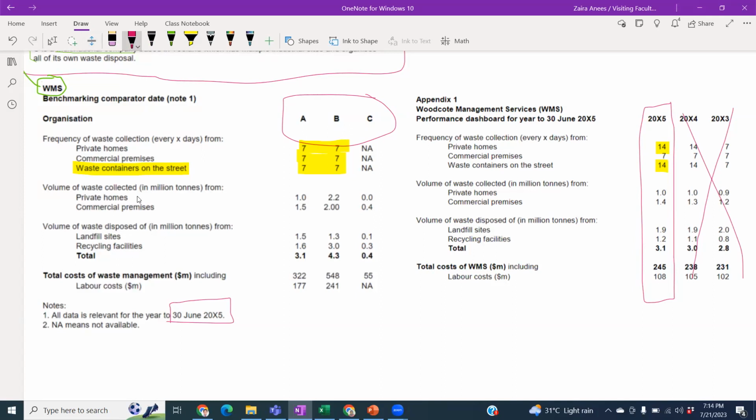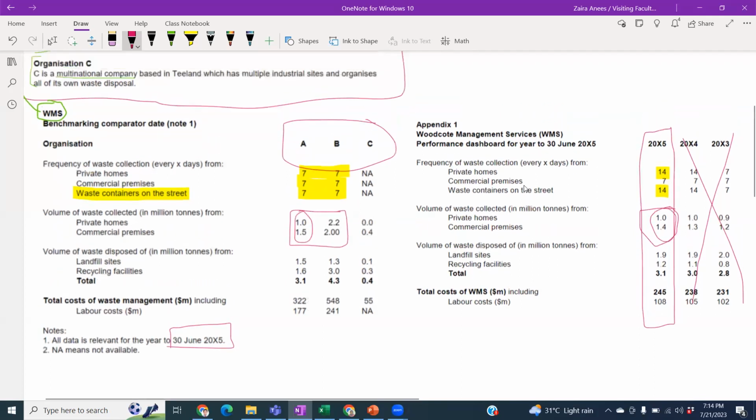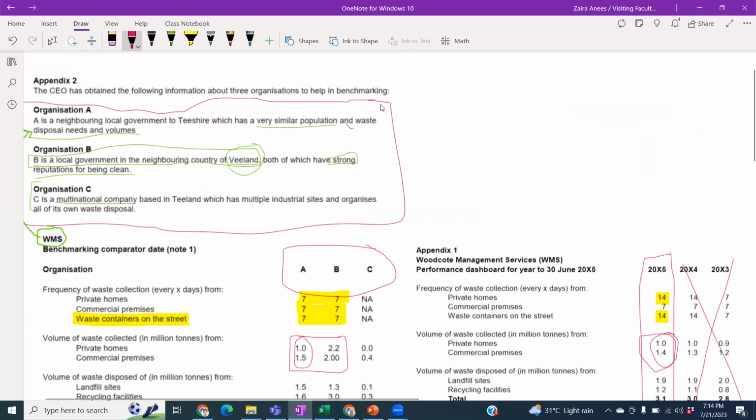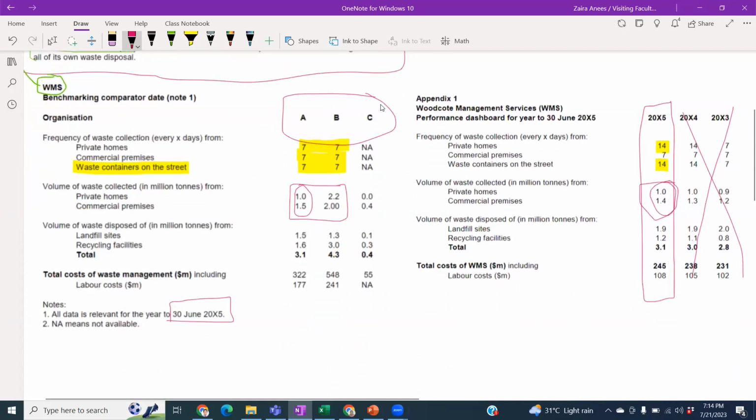Then it says volume of waste collected. Volume of waste collected is this. Okay, fine. We are using these two now. So volume of waste collected is, sorry, this part. Volume of waste collected is almost the same. For A, it is almost the same. Why is this the same? Because probably they have a very similar population and similar waste disposal requirement. So overall waste collection is the same. It's fine. Nothing to worry about.